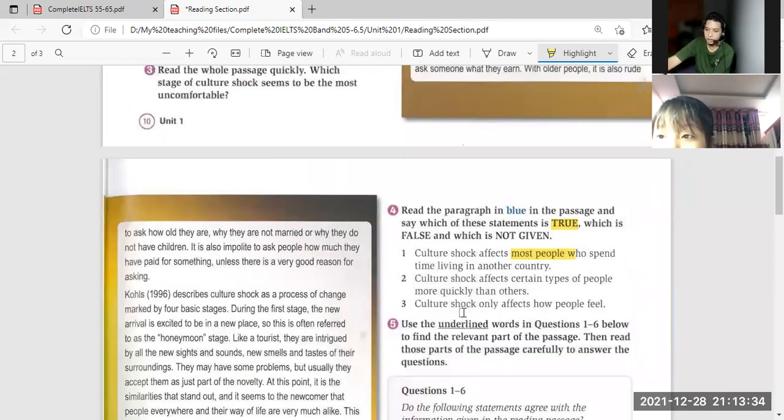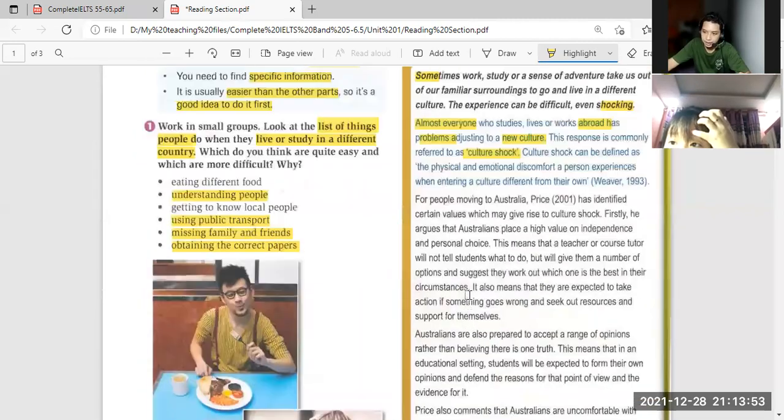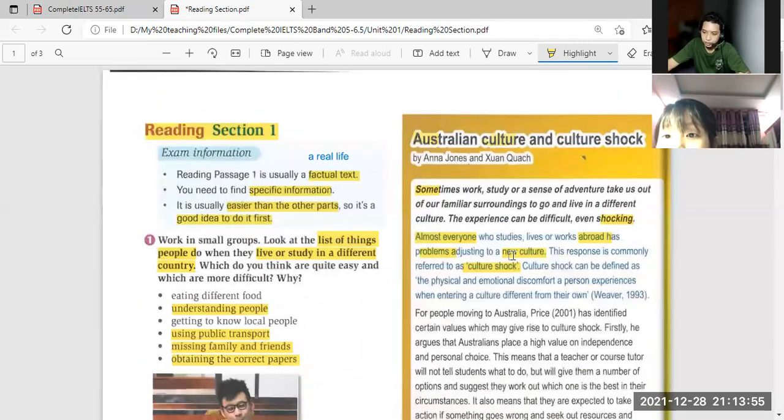Nice, very good. Number 2, what do you think? Culture shock affects certain types of people more quickly than others. Do you understand that? Yes. Okay, culture shock affects certain types of people more quickly than others. Is that true, false, or not given?